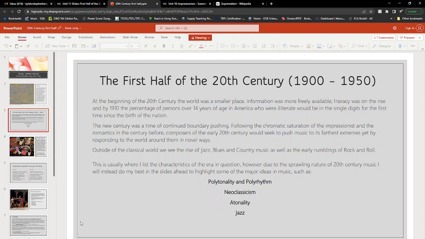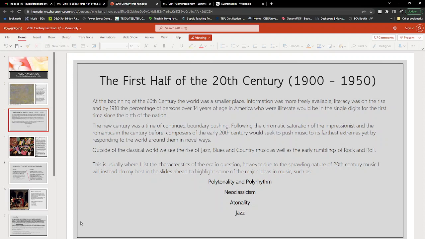The new century was a time of continued boundary pushing, as always, following the chromatic saturation of the Impressionists and the Romantics in the century before. Composers in the 20th century would seek to push music to its furthest extremes yet by responding to the world around them in novel ways. I think that is the big focus for me: these responses are novel. They're looking at the way things have been done for a long time, and they're not just rebelling against the group or the style that came before them. They are completely rethinking the system.